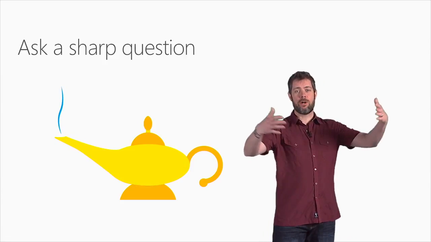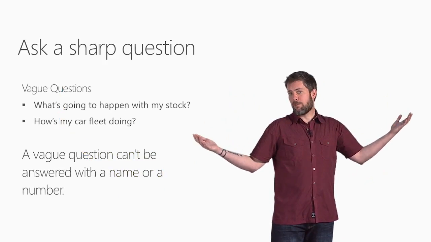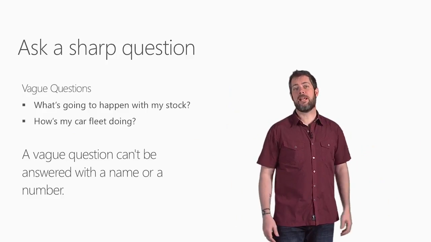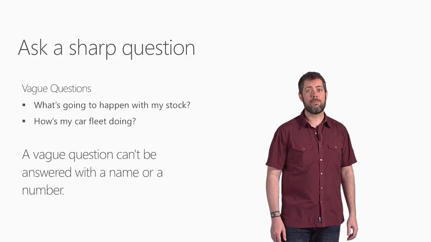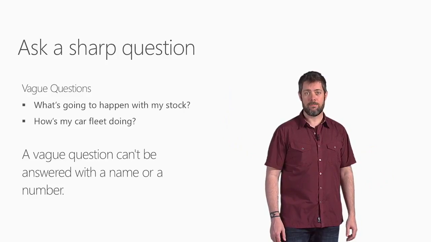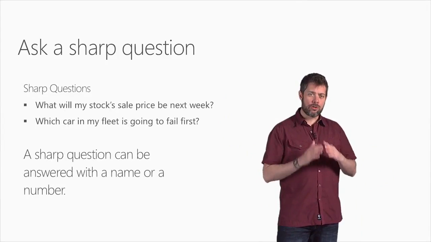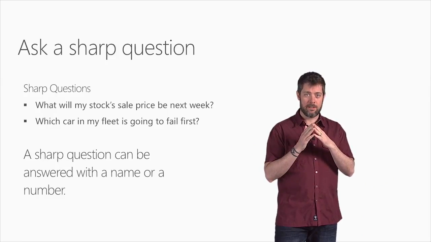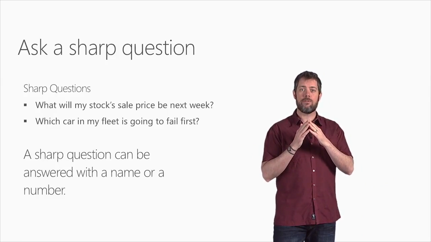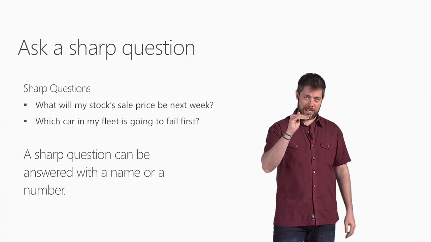If you were to ask a vague question like, "What's going to happen with my stock?" the genie might answer, "The price will change." It's a truthful answer, but it's not very helpful. But if you were to ask a sharp question like, "What will my stock sale price be next week?" the genie can't help but give you a specific answer and predict a sale price.